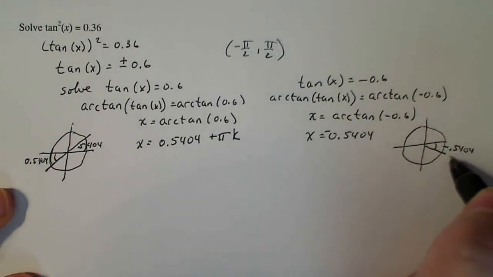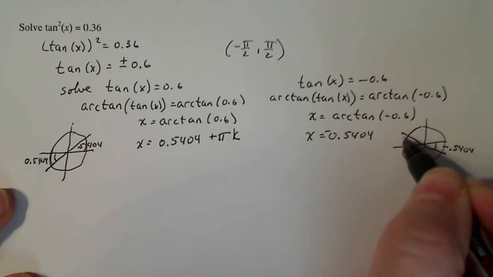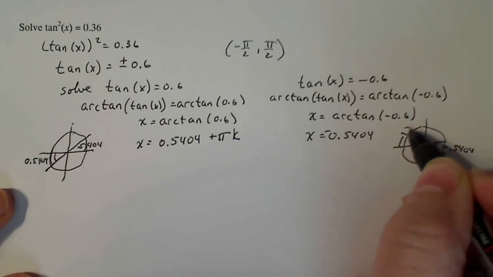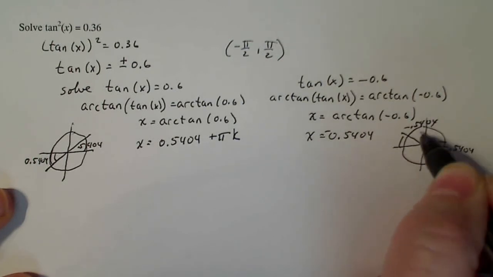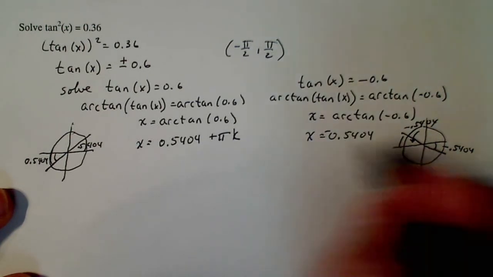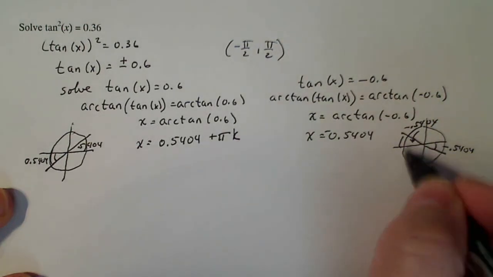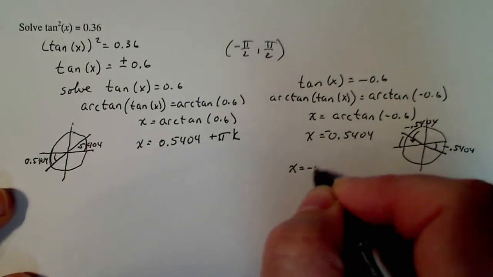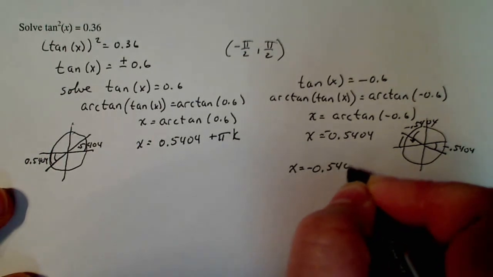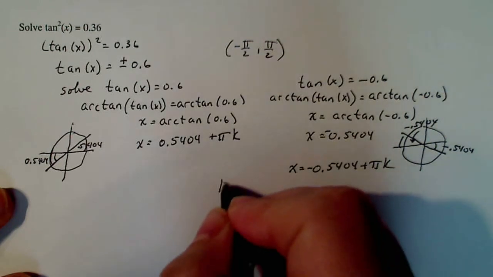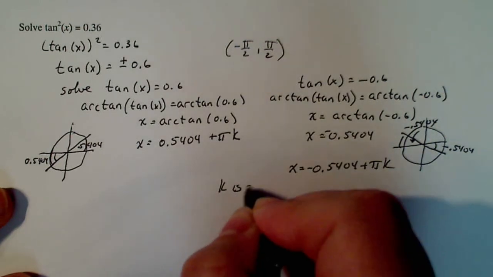And here, the other quadrant where tangent is negative is going to show up in this quadrant here with a reference angle of 0.5404. Right there. So in order to get from one place to the other, to get to all of the possible solutions, I, again, like the previous one, have to add pi. Multiples of pi. And again, k is an integer.